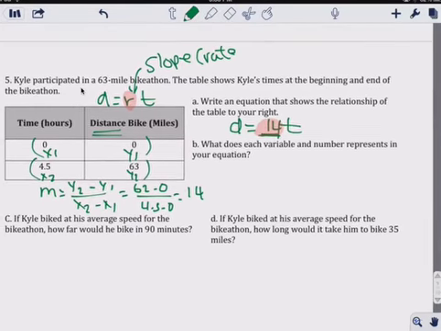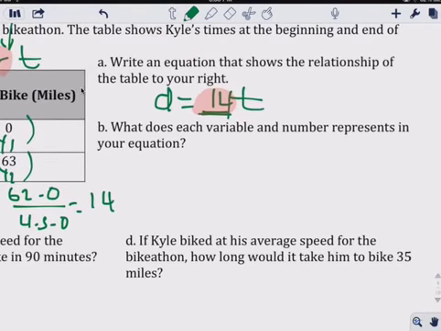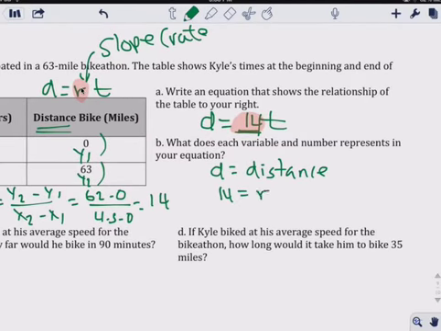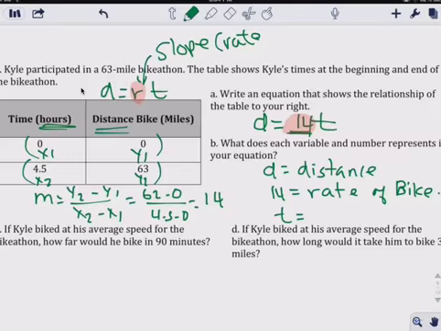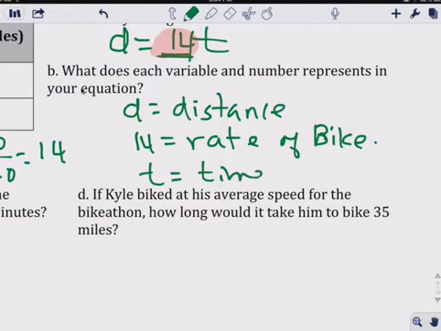What does each variable and number represent in this equation? Well, D represents distance. 14 represents the rate of the bike, how fast Kyle is riding. And T is time in hours.